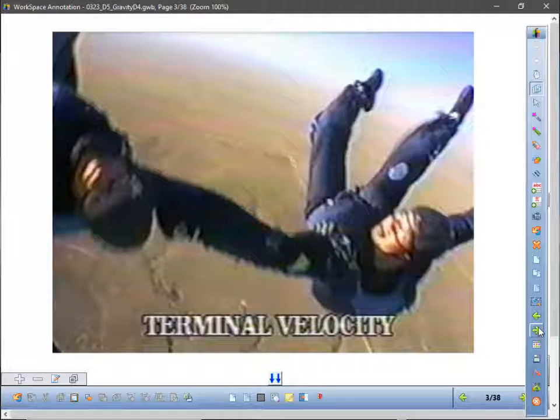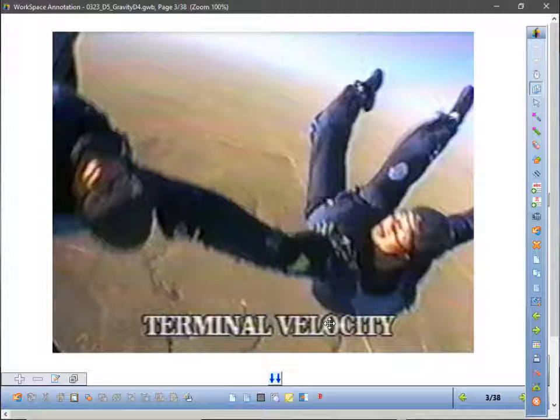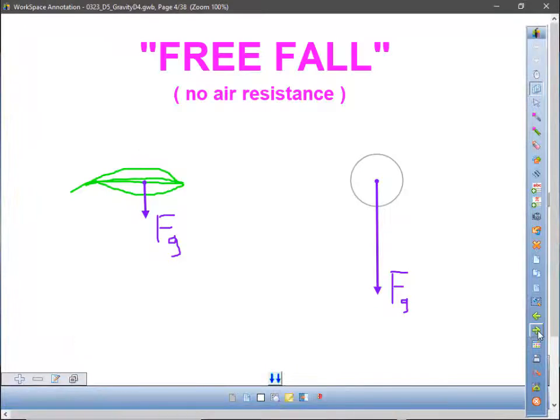Skydivers will reach something called terminal velocity, their ending velocity, which means they start falling at a constant rate and they don't speed up anymore after a certain time. How does this work? So let's go back. Remember free fall? Free fall means there's no air resistance. The only force is the force of gravity.